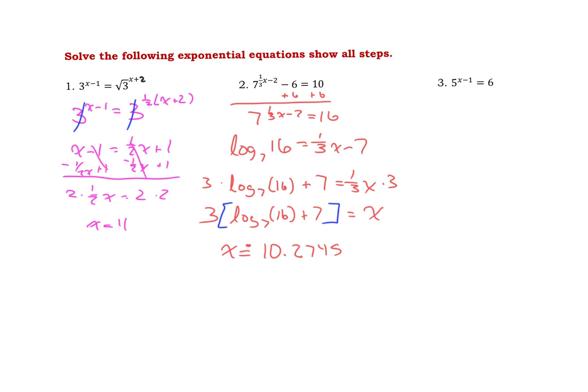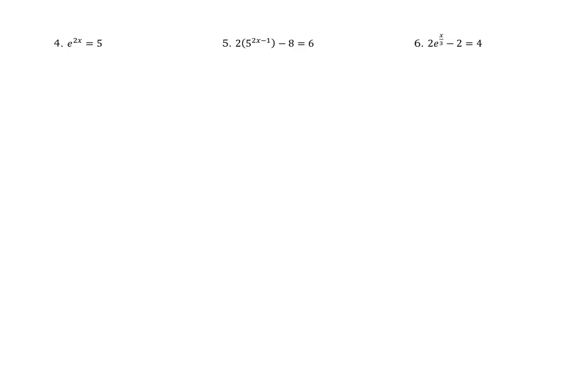Okay, so now this next one, the exponent is isolated, so I'm just going to go straight to log. So log base 5 of 6 equals x minus 1. Then, to get x by itself, I'm going to add 1. Now I'm going to plug this into my calculator. And I get approximately 2.1133.